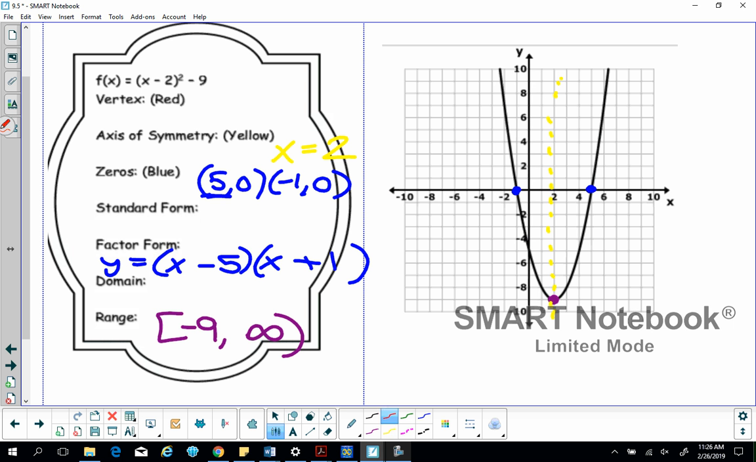What's the domain? Yep. Negative infinity, positive infinity. Go in both directions forever. Kamaya, what's the vertex? 2. And what's the y coordinate? -9. Perfect. And we can see that's where Kiki got her -9 from.